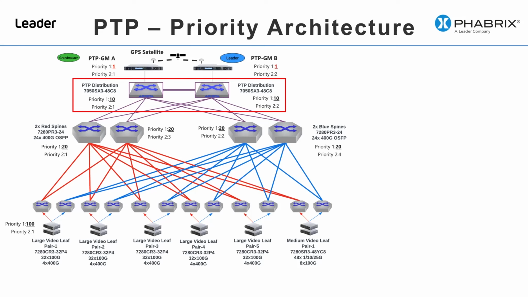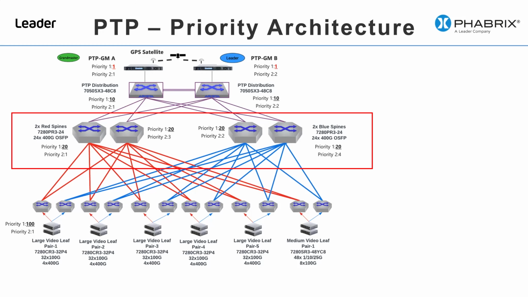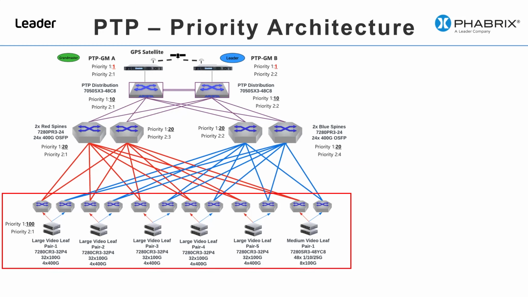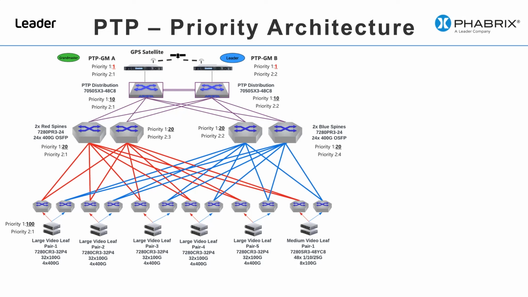Then we have the PTP distribution layer, and here priority 1 is set to 10. Then as we move down to the spines, priority 1 is set to 20, and as we move down to the leafs, priority 1 is set to 100. And this is a typical architecture you'd see in a fixed facility.